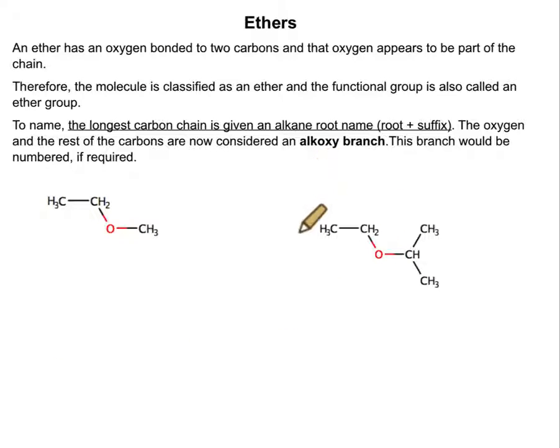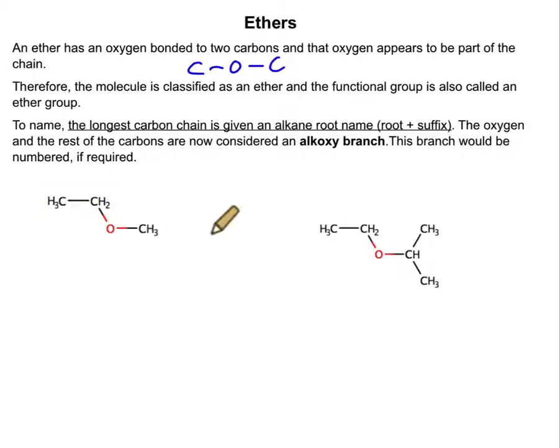Ethers are the next group. Ethers have a functional group that is considered to be a carbon-oxygen-carbon bond in the chain. So here we see the oxygen bonding within the chain. That's distinctive of an ether group, classified as ethers, and the functional group is called an ether group.